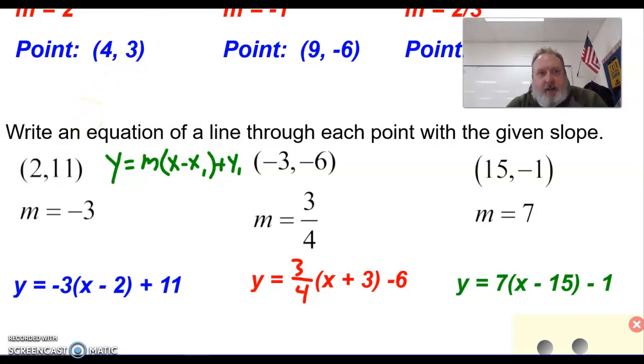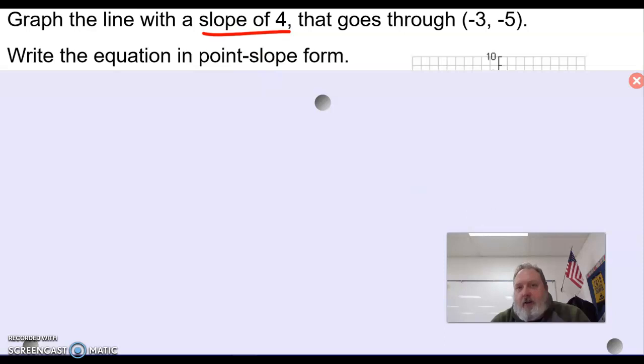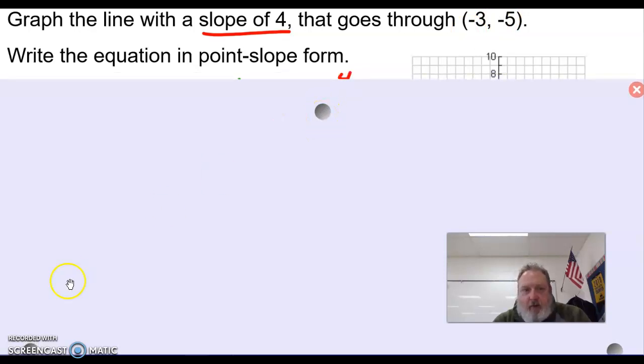All right, last page of notes for today. So now it says to graph the line. So again, they're going to give us a slope here. So we have a slope of 4, and that's going to go through the point -3, -5. Before we graph, we'll go ahead and write the equation. So again, we know our m value is 4, and we know our point right here. This is my x1 and my y1. So we'll go ahead and start there.